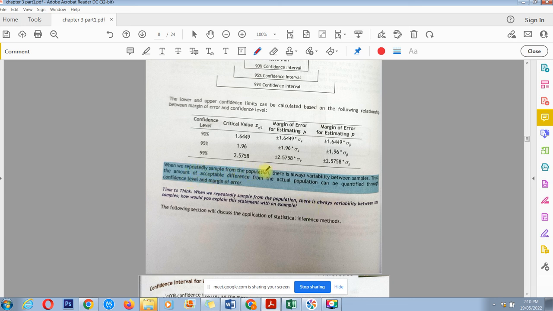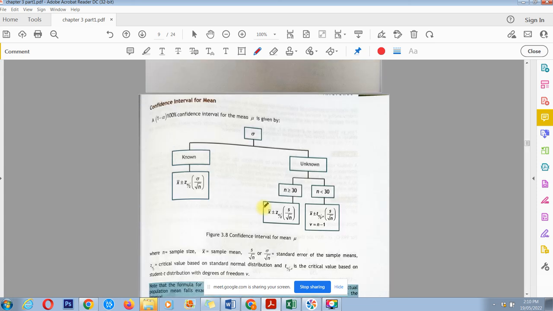When we repeatedly sample from the population, there is always variability between samples. Thus, the amount of acceptable difference from the actual population can be quantified through the confidence level and margin of error. For confidence intervals, we have known and unknown data, and there is a difference between them. For known data, we use this formula to find the interval. We know that we have a point estimate, and to find this value we use this formula.